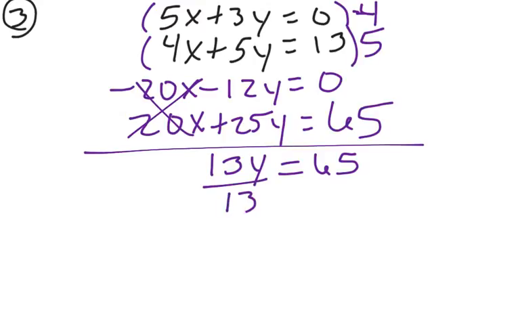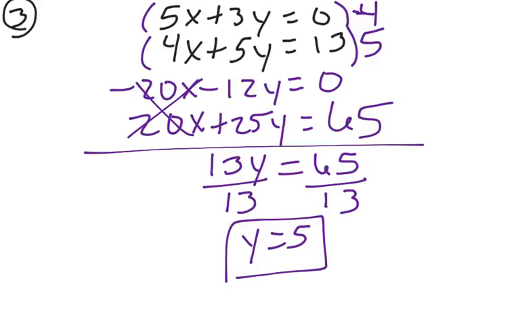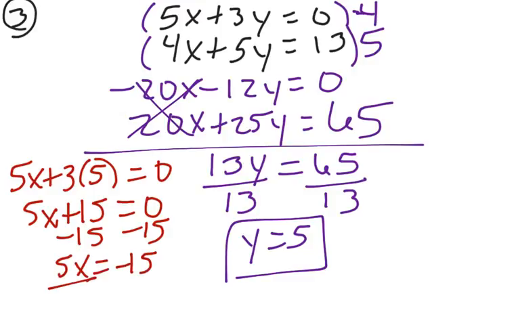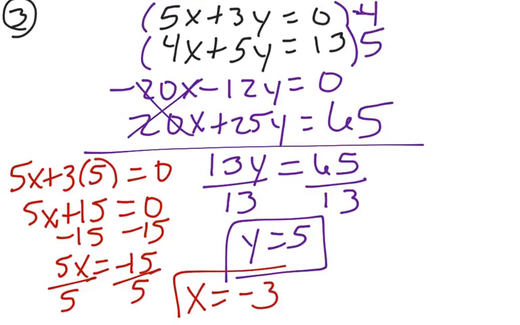Your x's cancel. Negative 12 plus 25 is going to be a 13y equals 0 plus 65 is 65. Divide both sides by 13. Y equals 5. Remember, this is just your first answer. So we're going to say 5x plus 3 times 5 equals 0. 5x plus 15 equals 0. Subtract your 15. 5x equals negative 15. Divide by 5, and you get x equals negative 3. If you wanted to check it, take both answers back to an original equation, type it in.